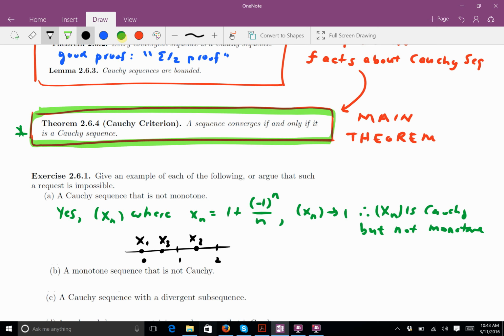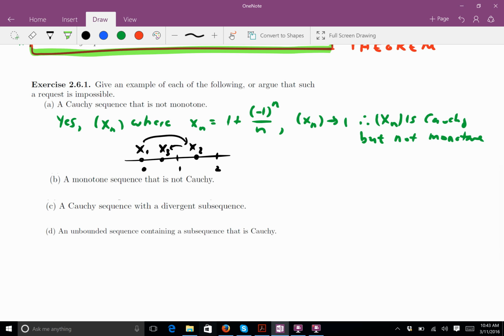So you can see what happens. The sequence keeps bouncing around 1. Okay? The odd terms are subtracting something from 1. The even terms are adding it. So this is not a monotone sequence. A monotone sequence, all the terms go one way. They're all increasing or they're all decreasing, right?